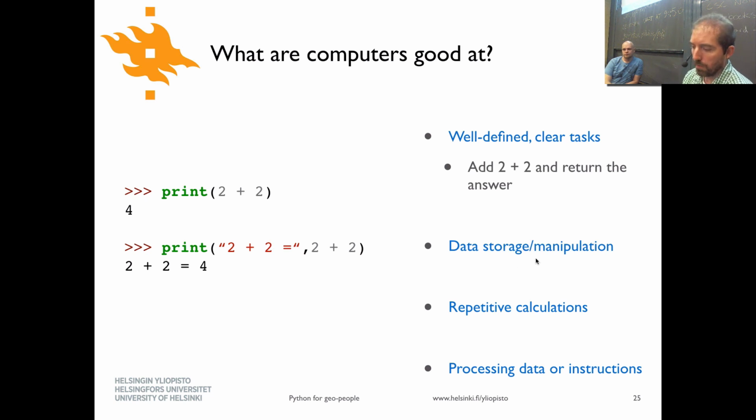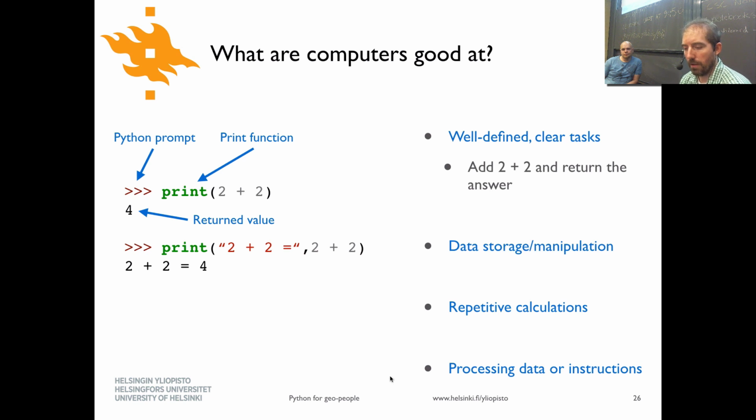Now, computers are also good at things like storing data and manipulating data. Repetitive calculations are a big part of what many programs end up doing. Load in different data, but do the same calculation over and over. That's the kind of thing that once you have a good working program, the computer is very efficient in terms of repeating the calculations and processing instructions or other data.